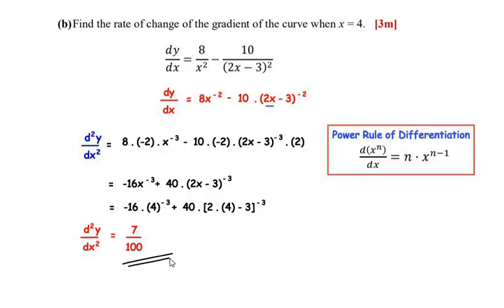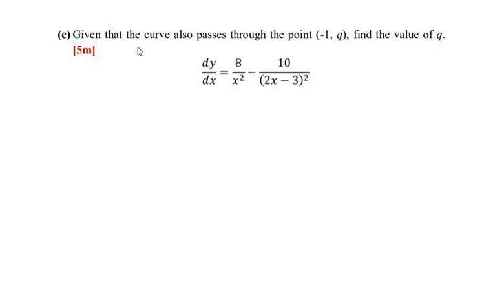Now let us move on to the last sub-question. Given that the curve also passes through the point negative 1, q, find the value of q. Now here we had been given the dy by dx equation. Now to find out the value of q, we need to first find out the equation of the curve, that is the equation in terms of y and x.